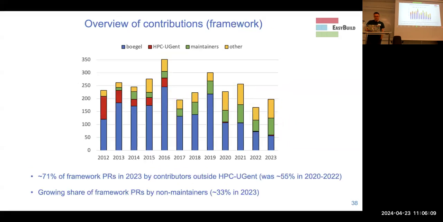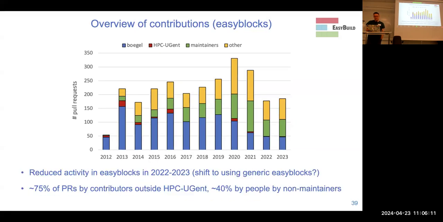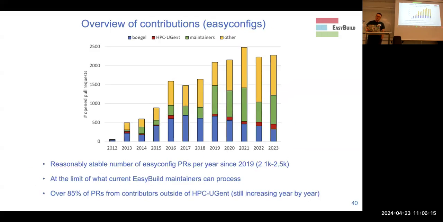All right, so that's let's say 200-ish PRs for framework, 180-ish PRs for EasyBlocks. Now the numbers become a lot bigger if we're looking at EasyConfigs. We got very close to 2,500 pull requests in 2021. Thank you, COVID. Many people had time to open pull requests. It's a little bit lower again in 22 and 23, but it's still high enough that it's a significant effort to keep up.